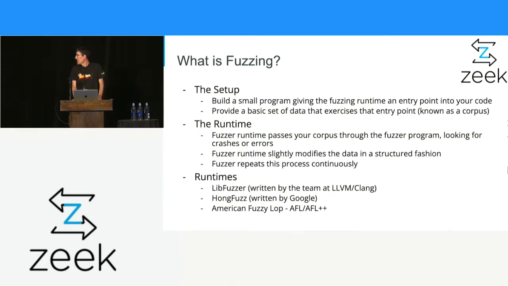The big three: libFuzzer, which is written by the team at LLVM; Honggfuzz, which is maintained by Google; and one called American Fuzzy Lop, which is an awesome name, AFL, which is maintained by Google now. AFL++ is a better fork of that that's maintained by a third party team.